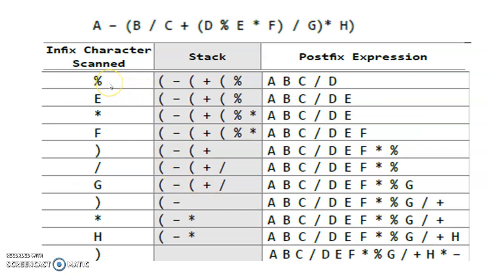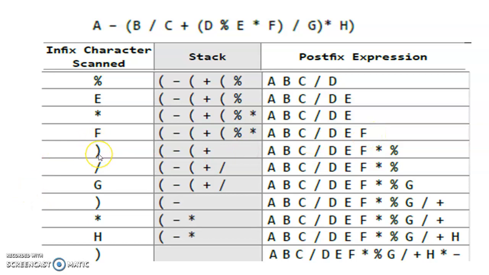Then percentile is coming, so percentile is pushed onto the stack. And E is coming. E is an alphanumeric character and it is added at the end of the postfix expression. Then the star is coming. Now I want to place the star inside. Percentile and the star have the same priority. Therefore, it is neither lower priority nor higher priority, the same priority is there, so I am pushing the star. Then F is coming, F is added at the end of the postfix expression.